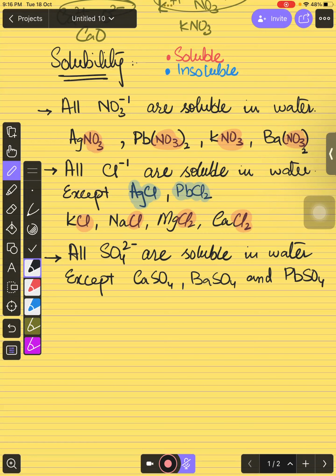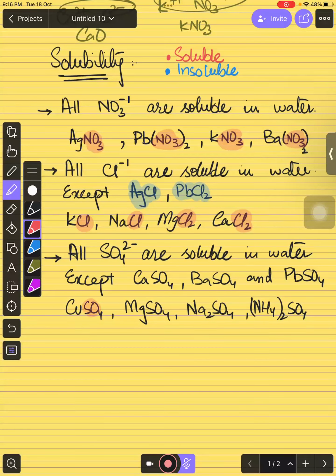If you talk about examples, copper sulfate is soluble in water. Magnesium sulfate is soluble in water. Sodium sulfate is soluble in water. Ammonium sulfate is soluble in water. So all the salts having SO4 ions are soluble except calcium, barium, and lead. Only these three are insoluble, right?